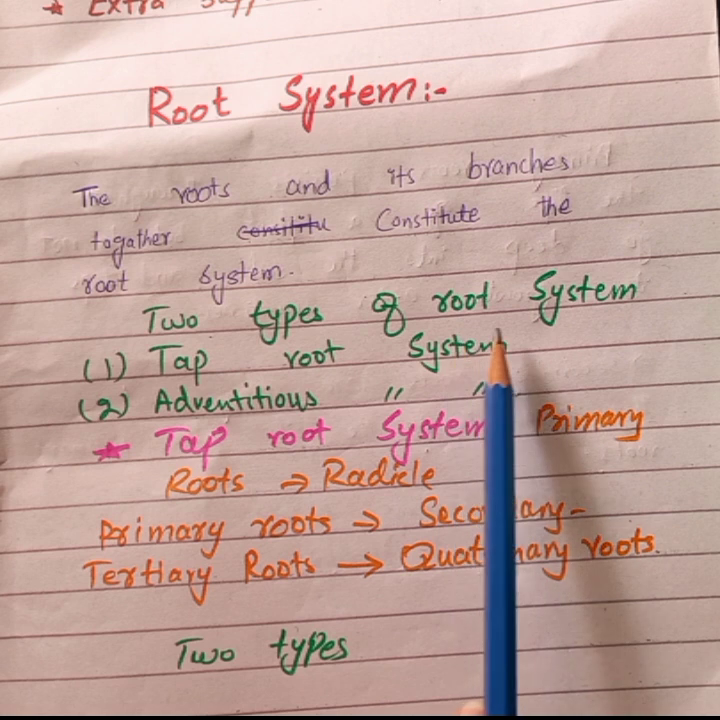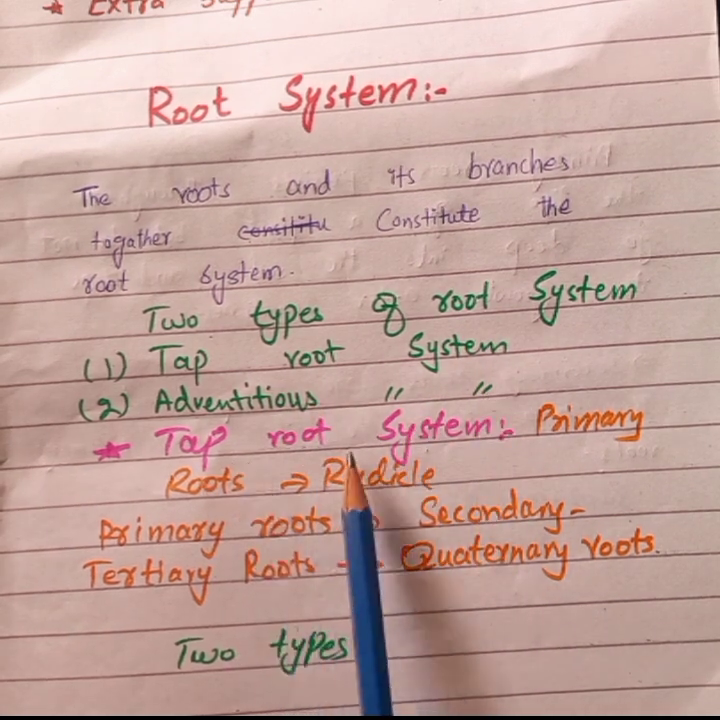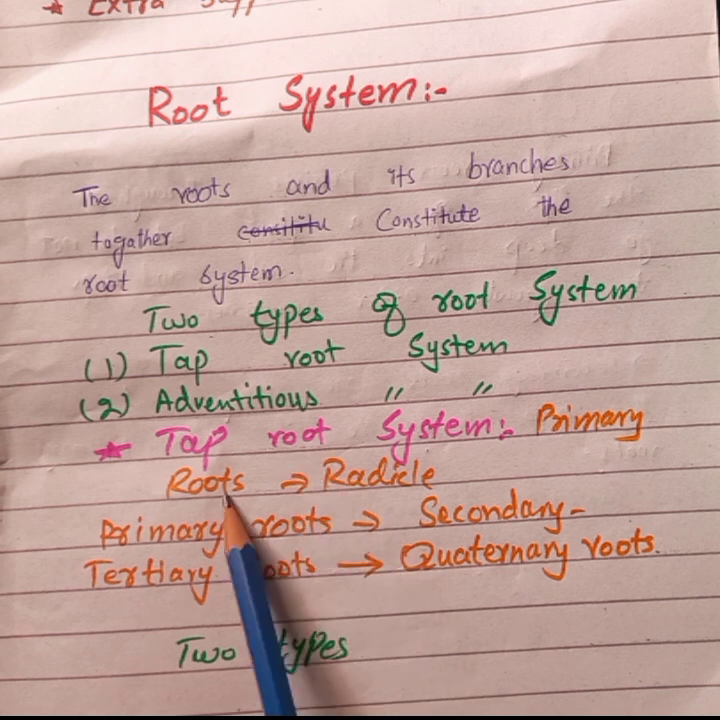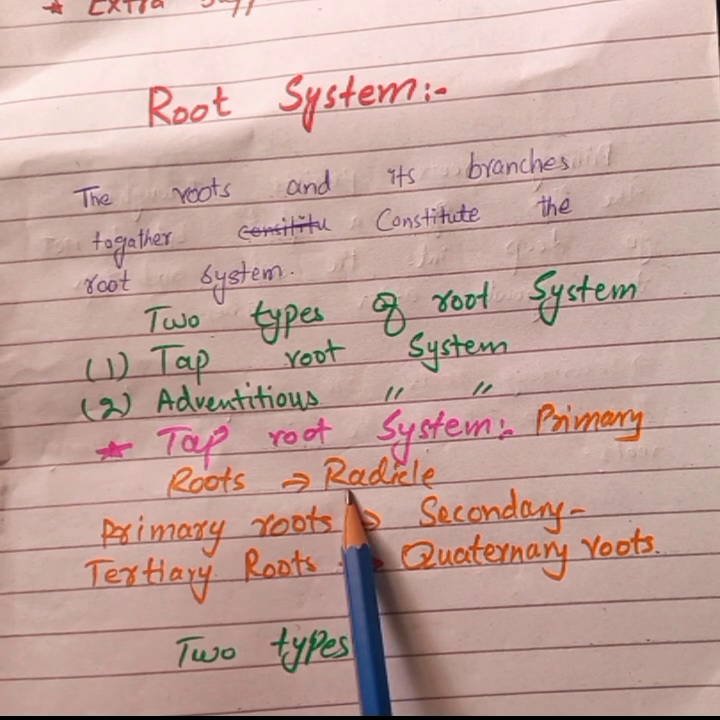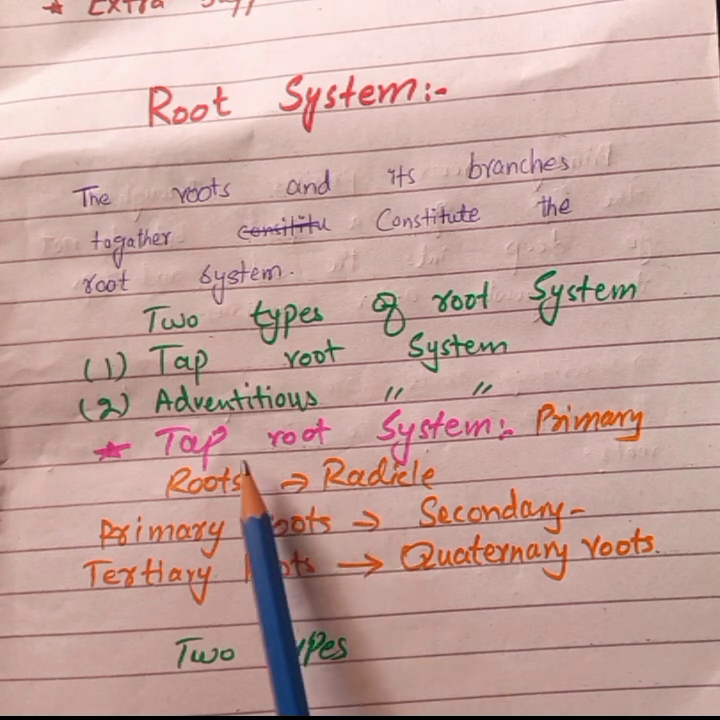So there are basically two types of root system. The first one is taproot system. The second one is adventitious root system. Now what is taproot system? Basically the taproot is the primary root that arises from the radicle of a seed, and when it functions as the main root throughout the life of a plant, then it is called the taproot.